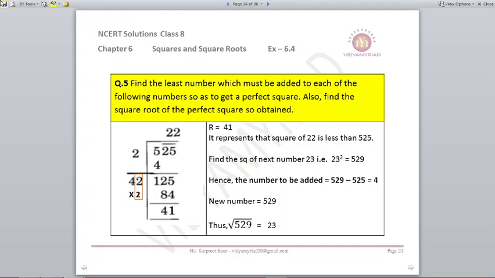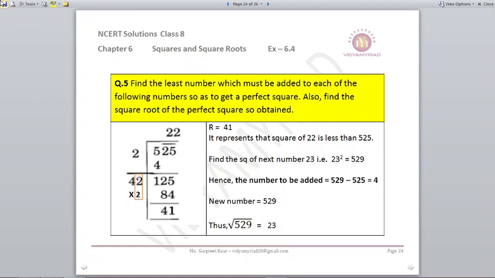Now you see on the quotient we have 22. That means you have remainder left. That means 22 square is less than 525. So I will try to find the next number. After 22, what is the next number? 23. Do 23 square. 23 into 23 is 529.